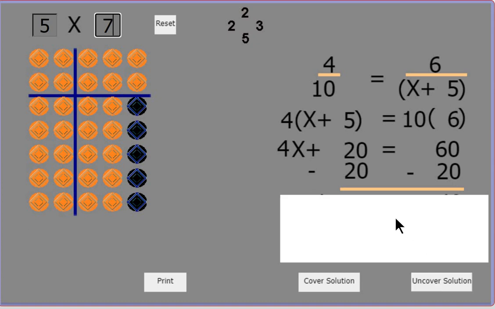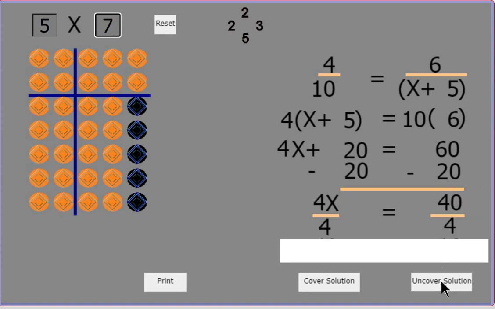Continue to the next step, and we subtract the 20, because 20 is added, so we do the opposite. We subtract the 20 from both sides to balance, and we get 4x equals 40. And then we can divide by 4 on both sides, and we get 40 divided by 4 equals 10. So the unknown x equals 10, which we can see is true here.